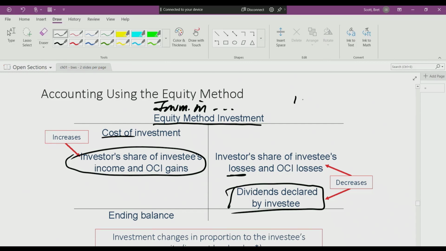So we're kind of mirroring whatever the subsidiary is doing through the equity investment. Okay, that's why we call it the equity method. Whatever happens to the equity of the subsidiary affects our investment in that company. And we're going to look at some examples down below here.